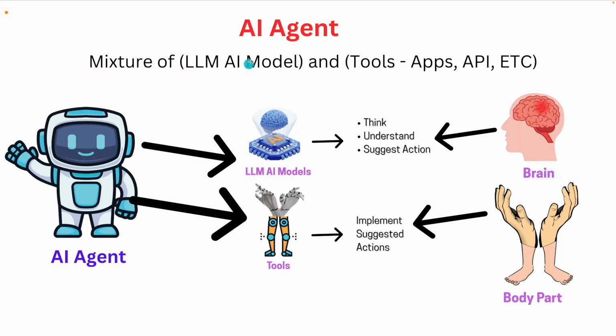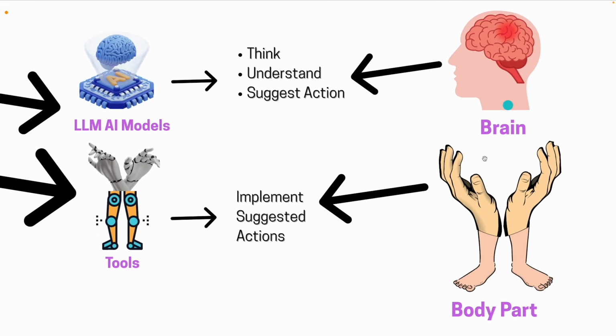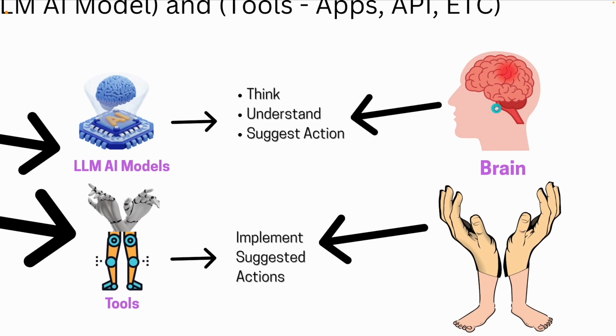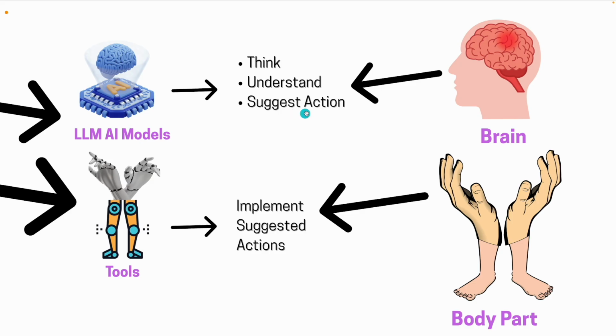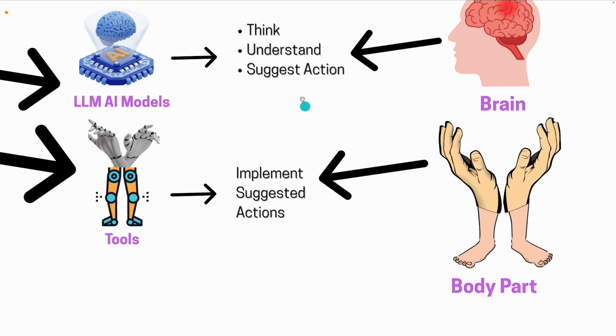Now, let's talk about the AI agent. You can assume an AI agent is like a robot. Let's say we humans have a brain and body parts. Our brain helps us think, understand, and suggest action. But the brain can only suggest action, it cannot perform any action. To perform actions, we need body parts like hands and legs, which implement all the actions suggested by the brain.